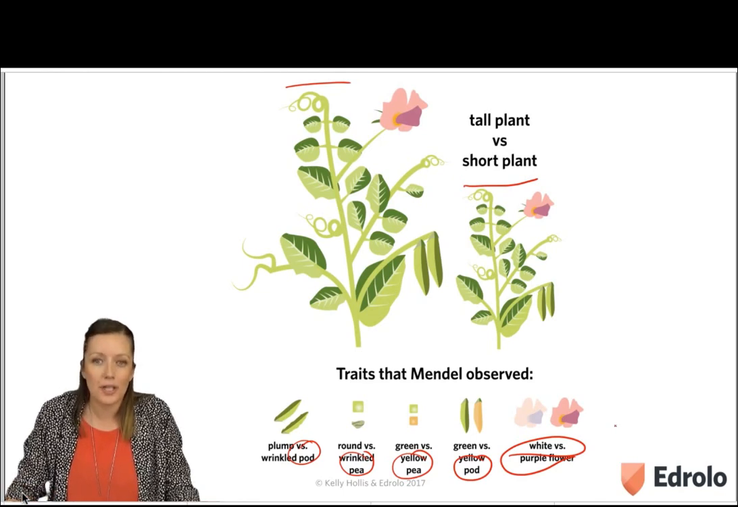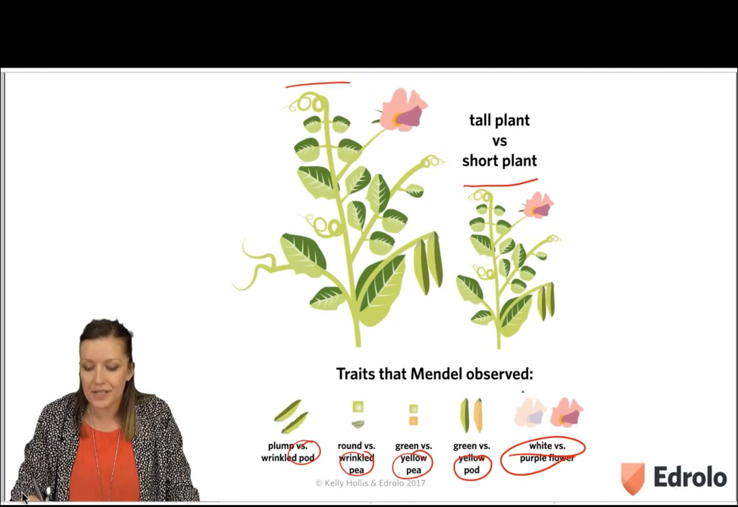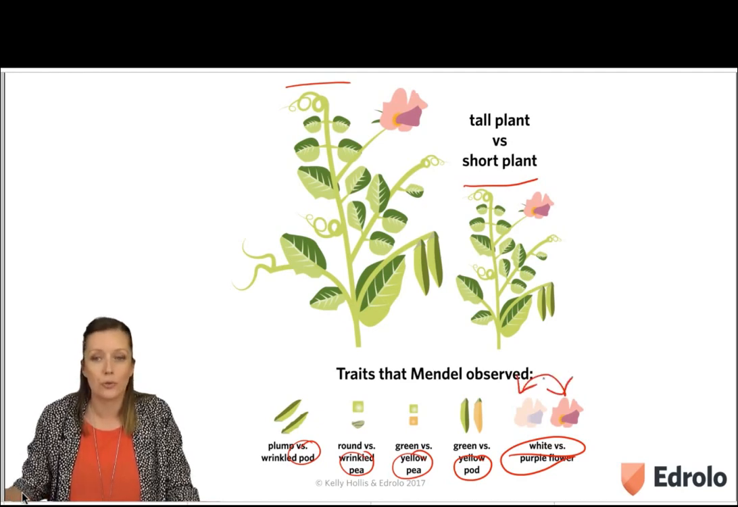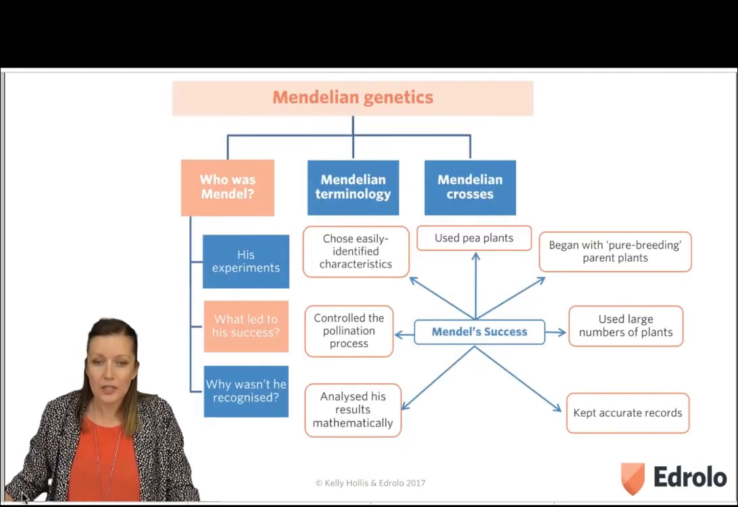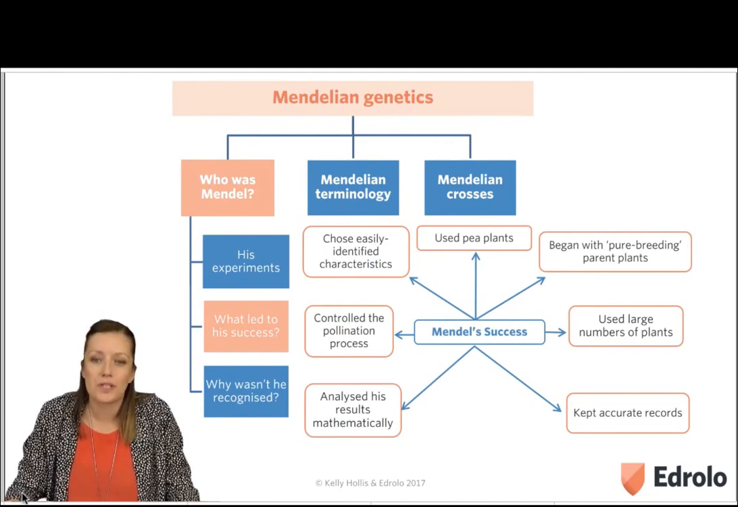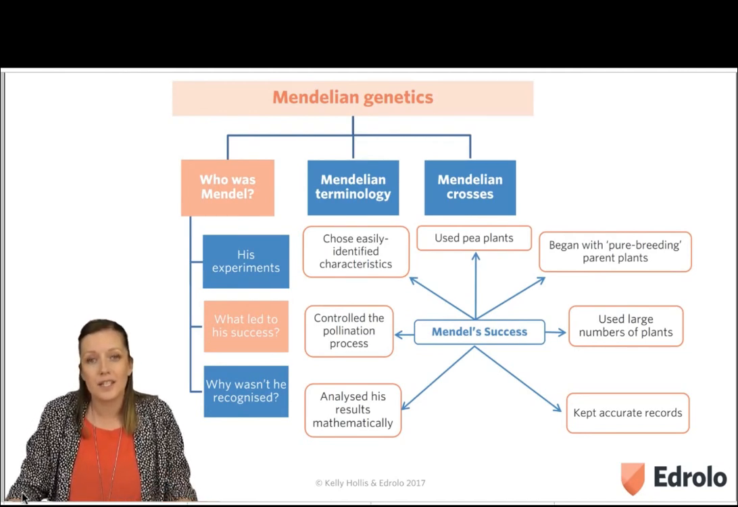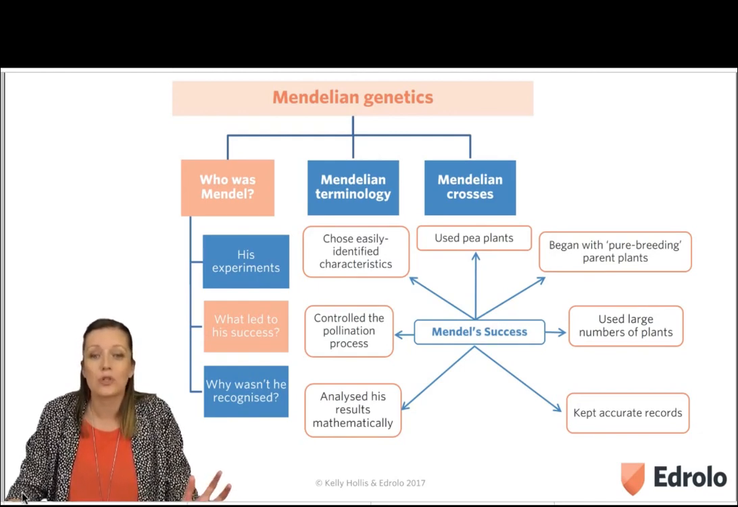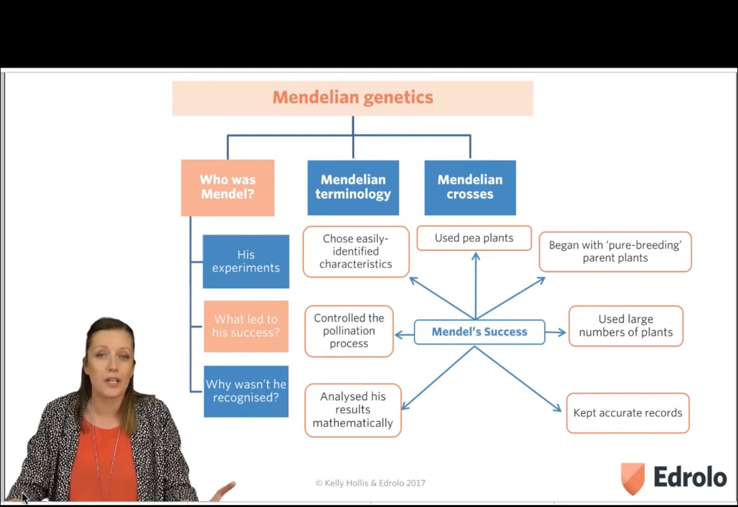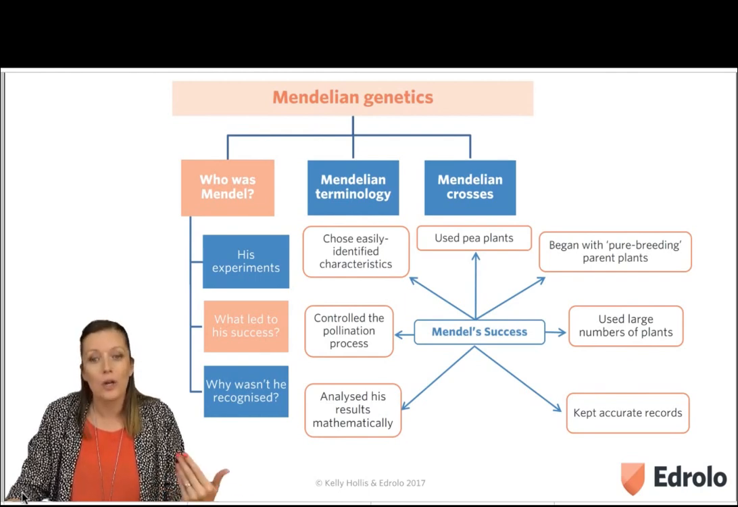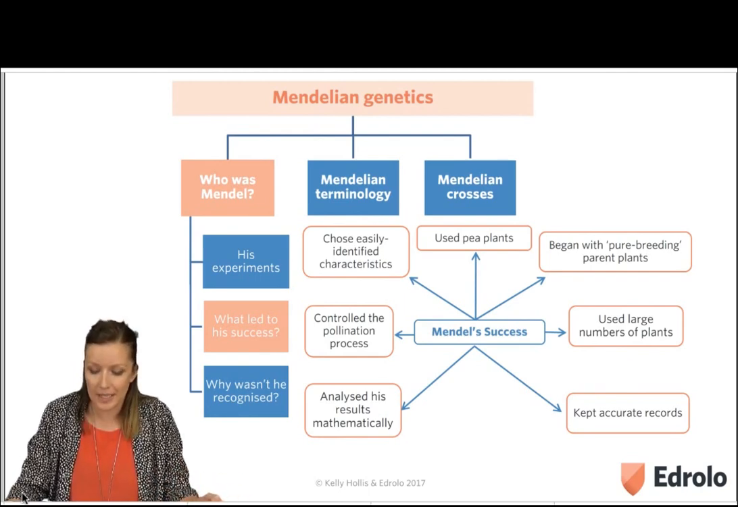Now, it's interesting to note here that all of these characteristics are fairly easy to look at, and there's very distinguished differences between the two different traits. So a number of things led to Mendel's success when he was carrying out his experiments. Now, he chose easily identifiable characteristics. As we saw in the previous slide, there were definitely two main different traits for each of the different traits that he looked at. So obviously it's easy to tell a purple flower from a white flower or a yellow seed from a green seed.